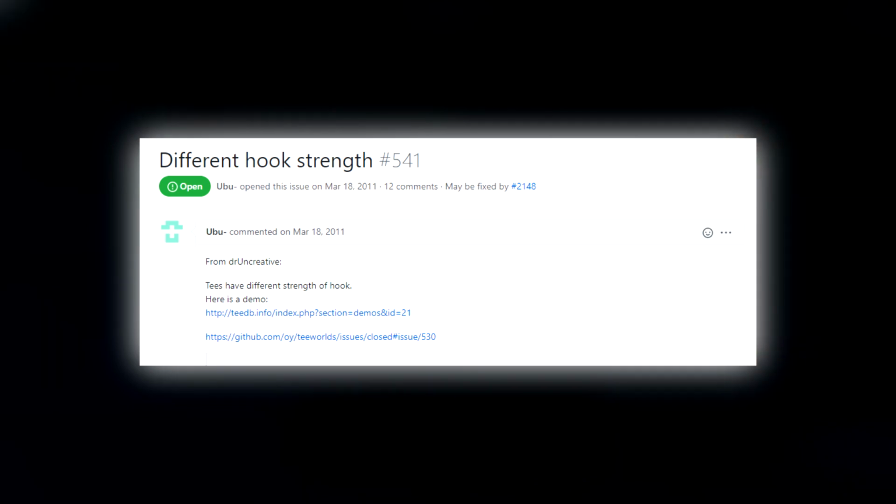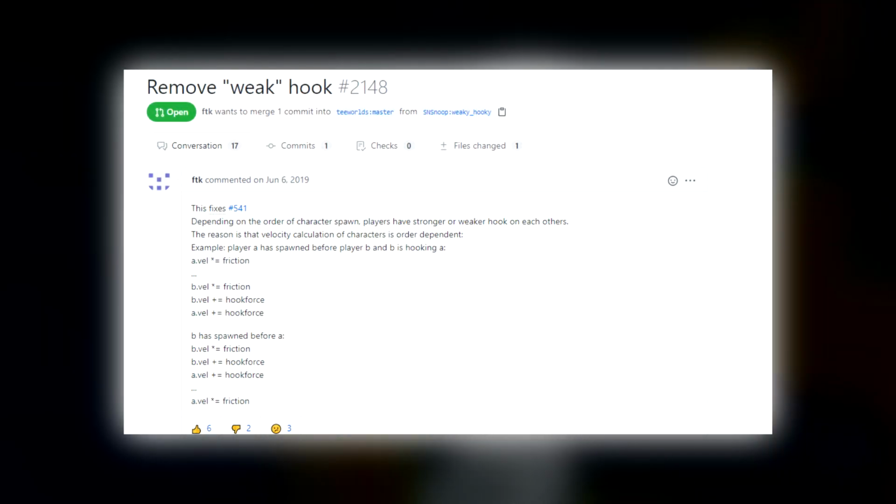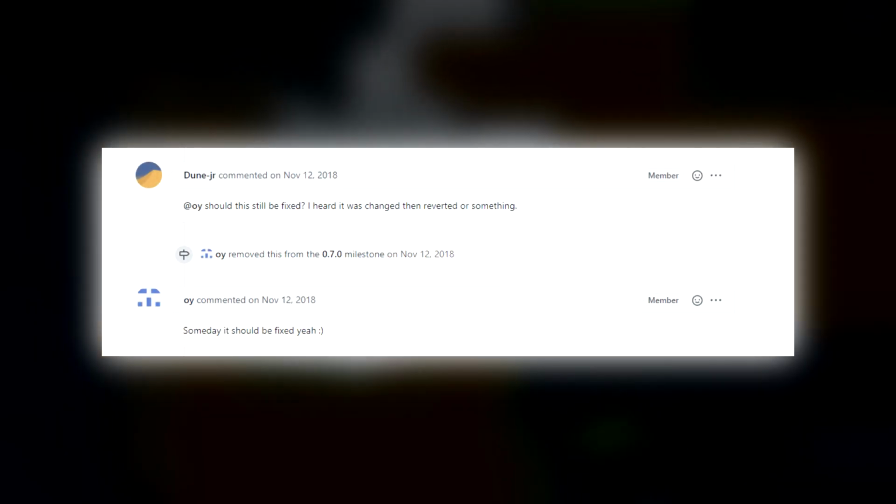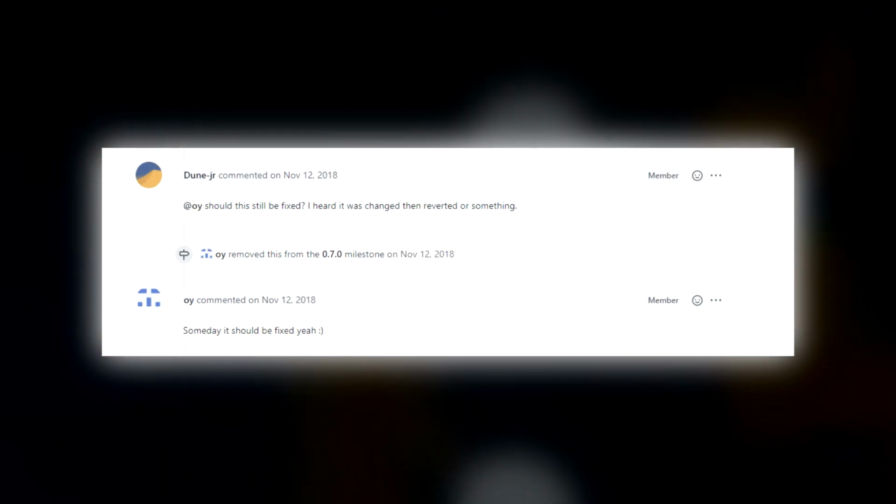Strong and weak hook is actually caused because of a bug in the game's code. For as long as anyone has known, strong and weak hook has been a bug in Teeworlds. It was first reported back in 2011. The reason is that the velocity calculation of characters is order dependent. Despite developers saying that it should be fixed, strong and weak hook was never officially fixed.